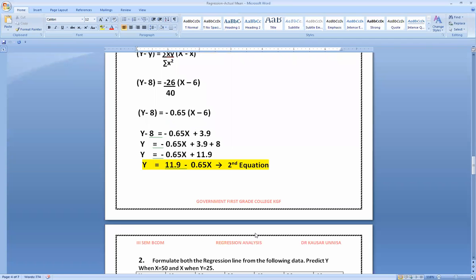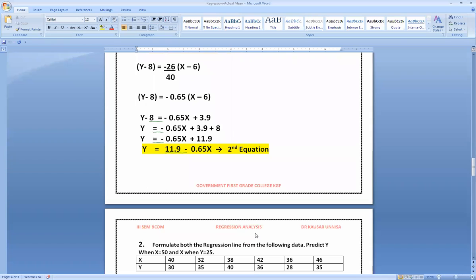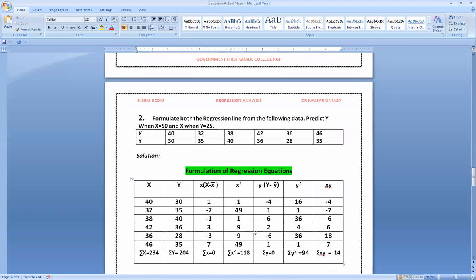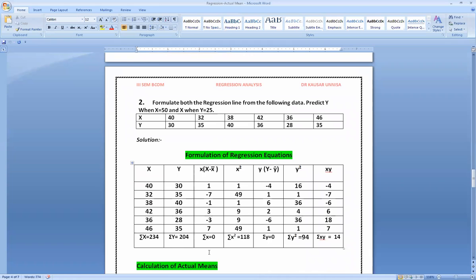This is how we need to calculate the two regression lines, that is, one will be x on y, another one will be y on x. So this is with the help of the actual mean method we have followed. That is one of the questions. Have you people followed this one? How to calculate the regression equations with actual mean? Yes, ma'am.